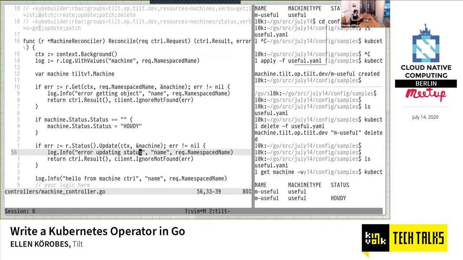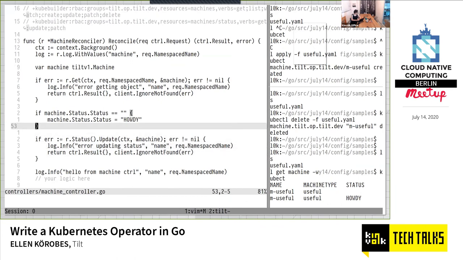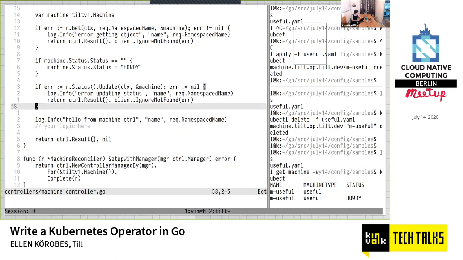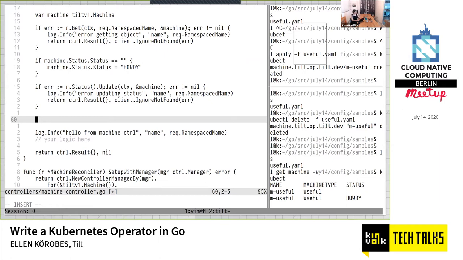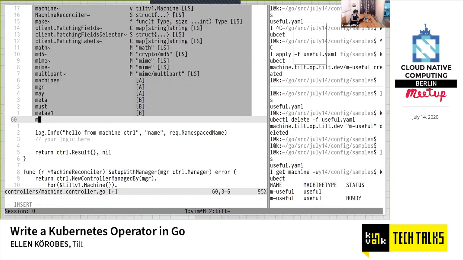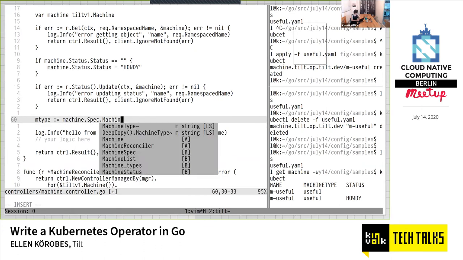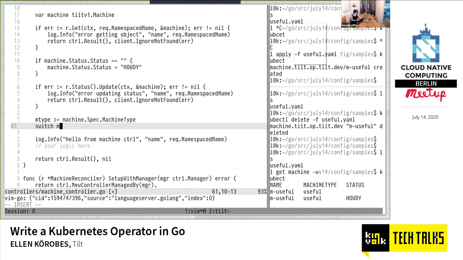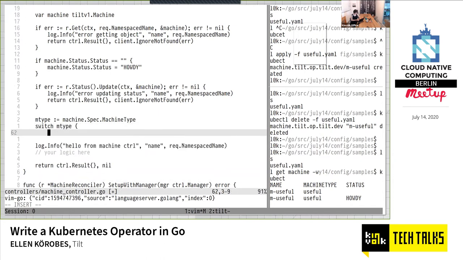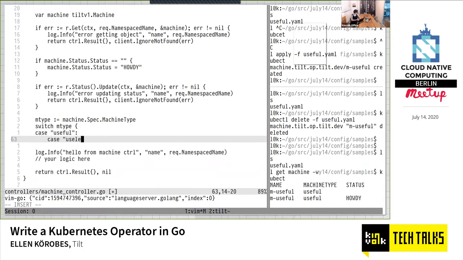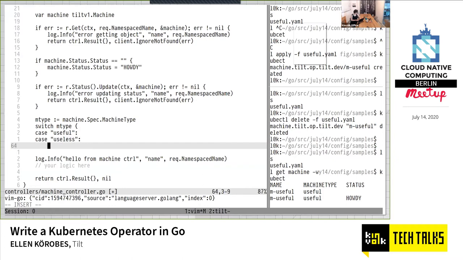Okay, now let's do some more fun things because this works, but it's boring. Let's say that we've been working with a useful machine, and this is a talk about useless machines. So let's do some logic for that. I'm going to have a variable here called machine type, and it's going to be machine.spec.machineType. And then I'm going to do a switch on machine type. So if the machine is useful, we're going to do one thing. If the machine is useless, we're going to do something else.